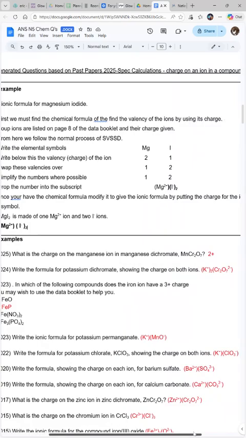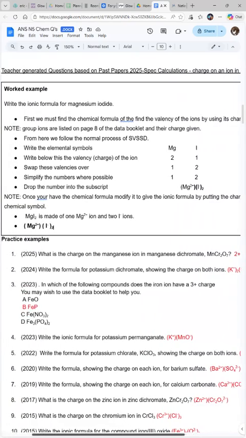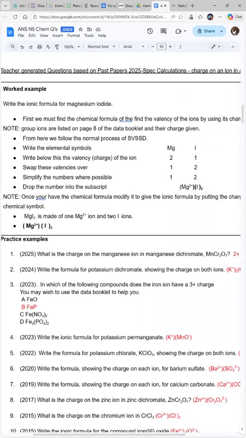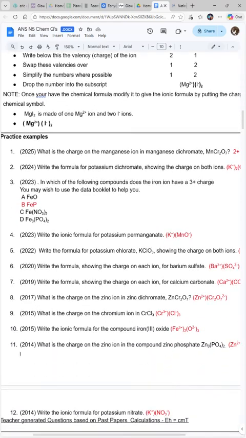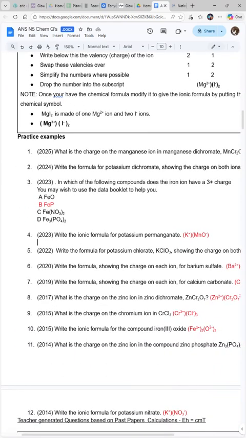So, a slightly different way of doing this: these questions cover the past papers back to 2014, so there are a few different kinds of questions in it. We'll come back to ionic formula in just a second.